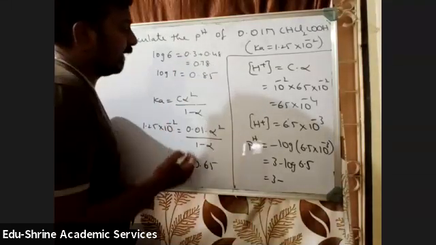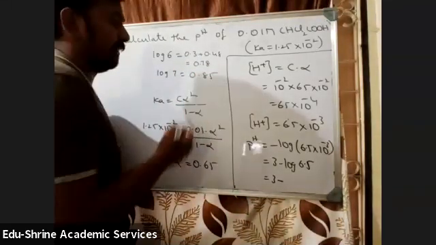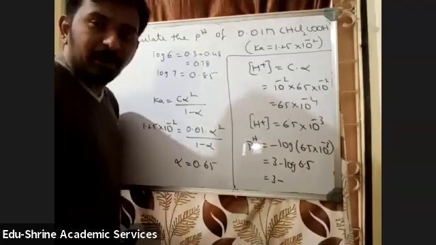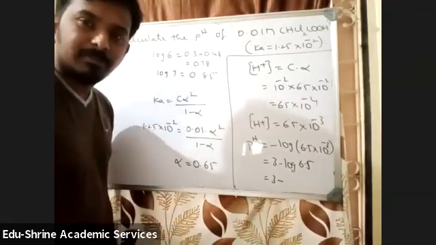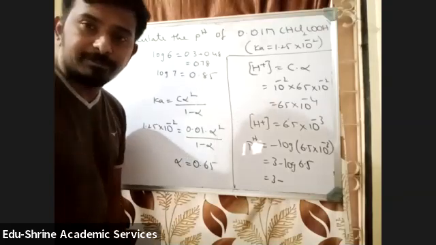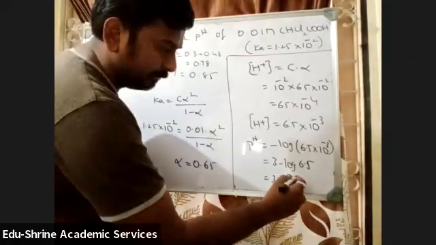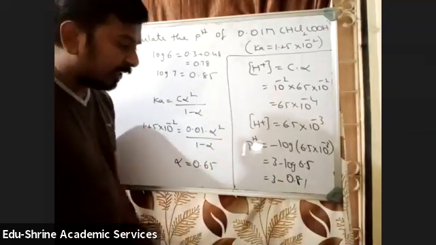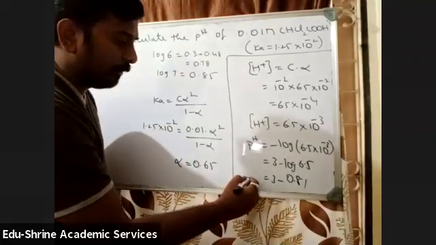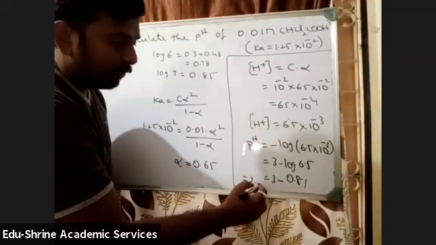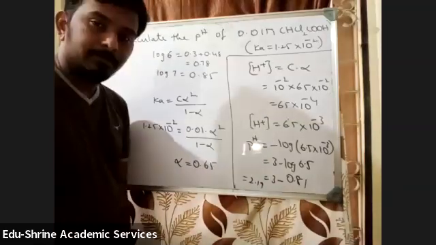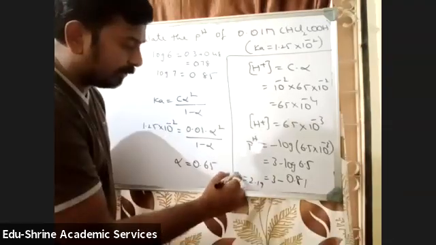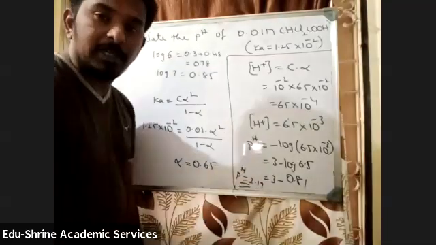So how much will we take? 2 plus 5, 7 is there, no? So on average I can take roughly 0.81. Let us take 0.81, an approximate value. So 3 minus 0.81 will be 2.19. So this will be the pH, approximately.